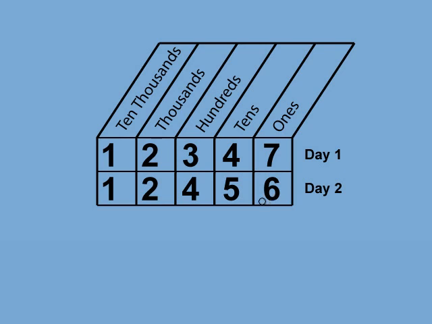Compare the digits starting at the 10,000s place. The two ones are equal, so move on to the thousands place. The two twos are equal, so move on to the hundreds place. Here, the 4 in the hundreds place is greater than the 3 in the hundreds place because 400 is greater than 300. So this means that the attendees on day 2 were greater than the attendees on day 1.